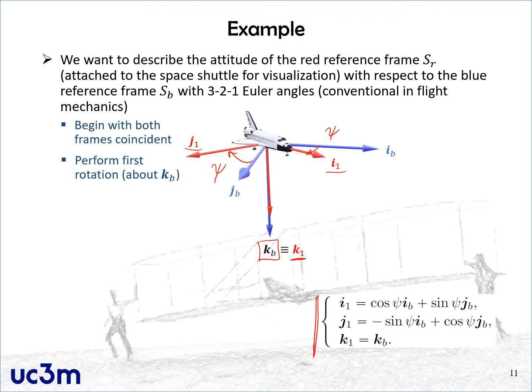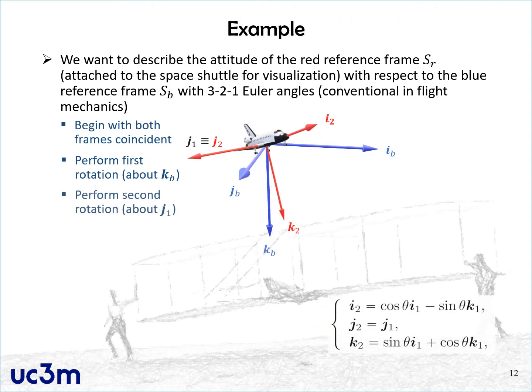We continue with a rotation about the second axis, okay, the y-axis, and this brings us to the second auxiliary basis, basis 2, and the angle of rotation is theta. Okay, so that is the expression that you would use in this case.